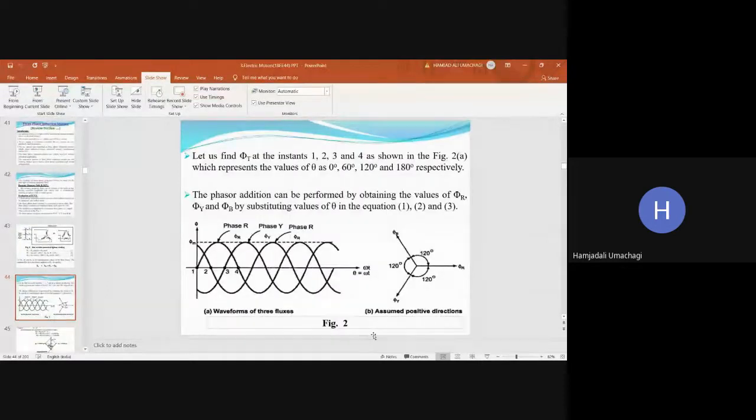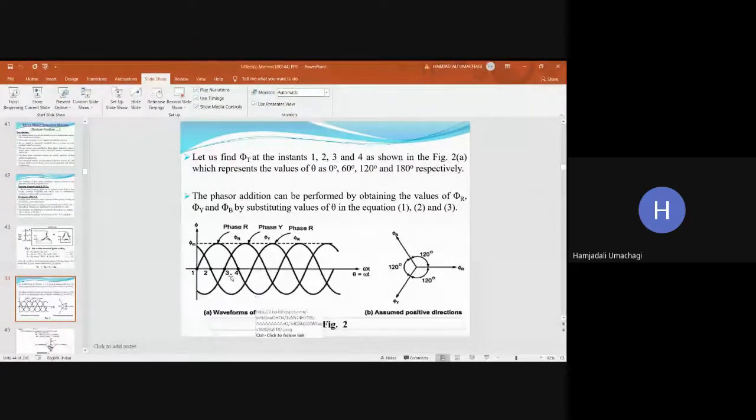Then, as I told you, these have constant amplitude and they are shifted by 120 degrees electrical. This is the maximum amplitude, which is denoted as phi m. The Y axis indicates flux and the X axis indicates what? Angular displacement, that is theta equal to omega t. So this is the phi R flux direction, this is the flux phi B direction, and this is the flux phi Y direction. All three fluxes are displaced by 120 degrees electrical.